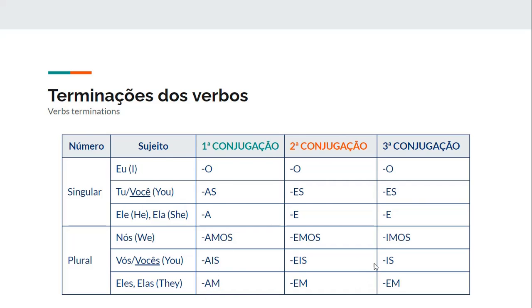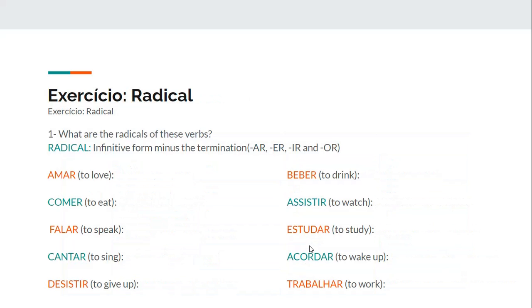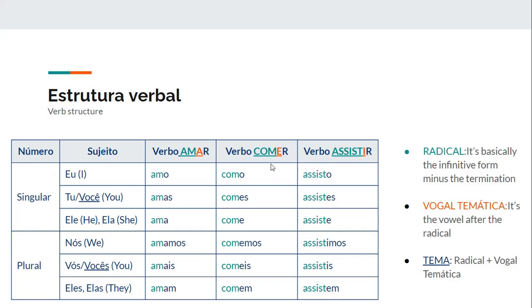And if you want to check the second and third, you will see that the structure is the same. So the terminations o, as, a, amos, ais, am are also repeated here for comer, which is from the second conjugation. And again, the radical is the only thing that repeats in all of the subjects.